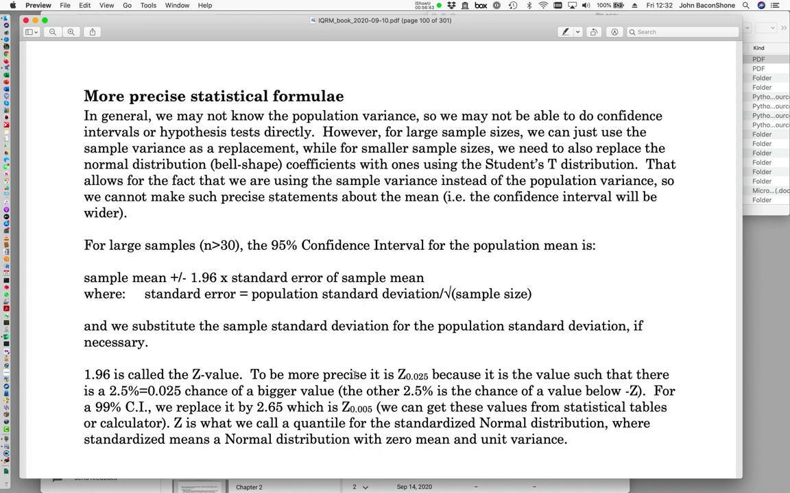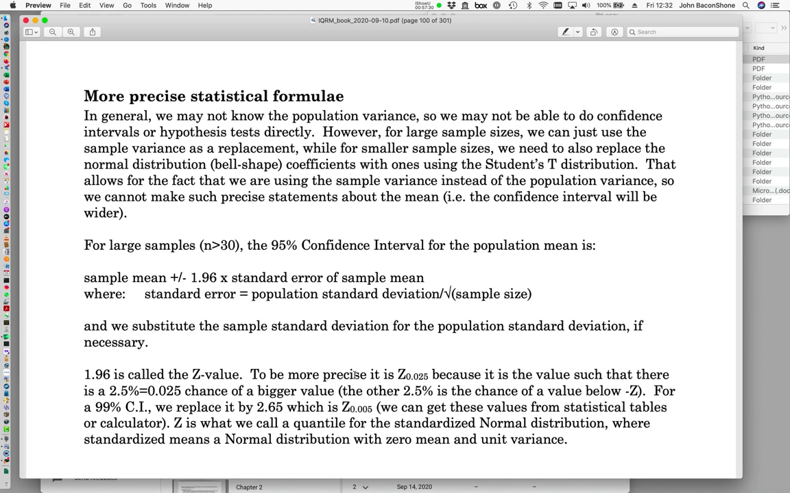Now, where does this 1.96 come from? This is called the Z value. To be more precise, we use the notation Z 0.025 because it is the value such that there is a 2.5% chance of getting a bigger value for a standard normal distribution. So remember, the other 2.5% is the chance of a value below minus Z. So overall, that means there is a 95% chance of getting a value inside the interval from minus 1.96 to plus 1.96, and a 5% chance of getting a value outside that interval.